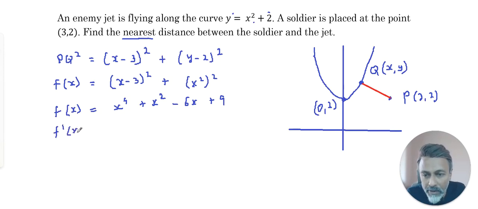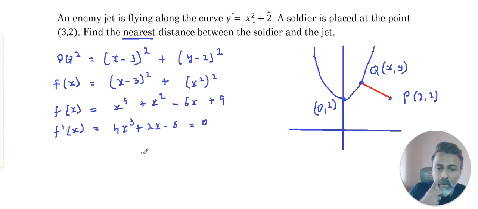So we have formed an expression in terms of x, a single variable. Let's take the derivative and equate it to 0, which is 4x cube plus 2x minus 6. 9's derivative is 0. And we equate the first derivative to 0. We know this is a cubic equation, not factorizable. So by trial and error, we know x equal to 1 will satisfy this: 4 plus 2 minus 6 is equal to 0.